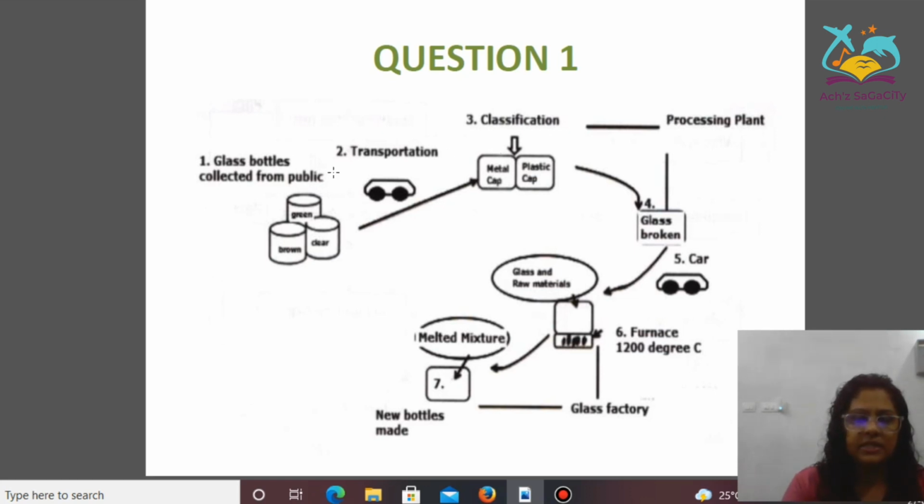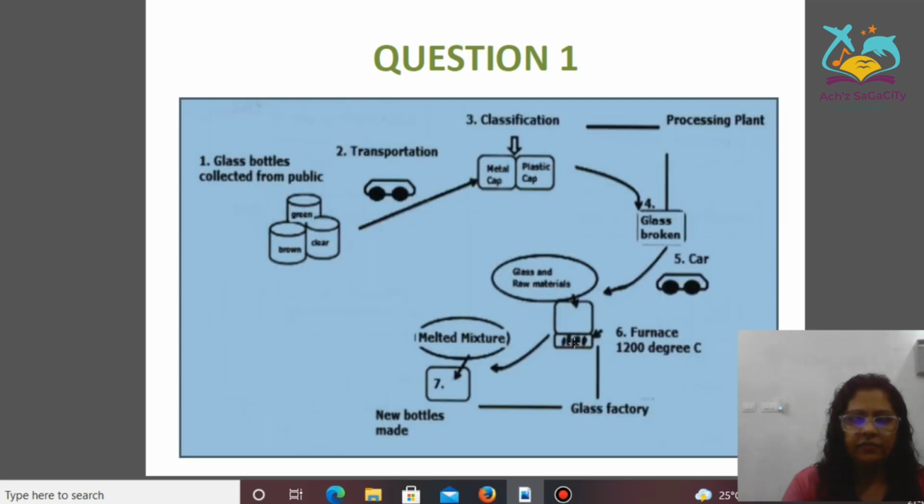So the glass bottles are collected from the public. They are transporting that to the processing plant. Then in the processing plant, they are classifying that into metal cap and plastic cap. Then after that, the glass is broken down. Then after breaking the glass, they are transporting that to the glass factory. In the glass factory only, the 6th and 7th steps are carrying on. So they are transporting that via car.